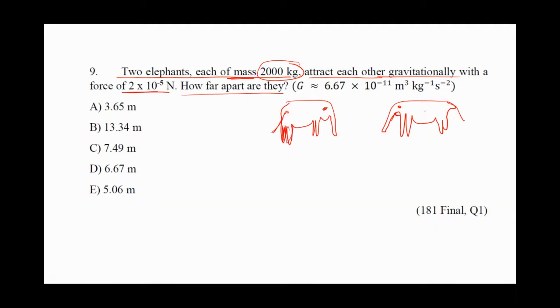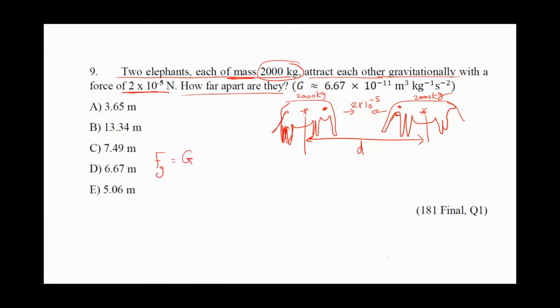Two elephants here. Let's say this is the center of the bodies. So the distance in between is d, and they attract each other with a force of 2 times 10 to negative 5. The mass of the first one is 2,000 kilogram. The second one also 2,000 kilogram. I need to find the distance. So I will use the gravitational force equation.